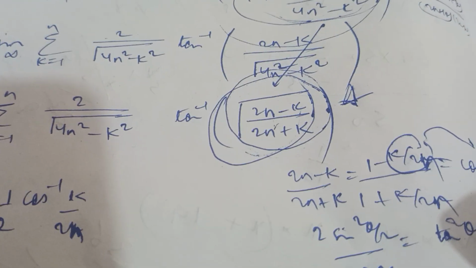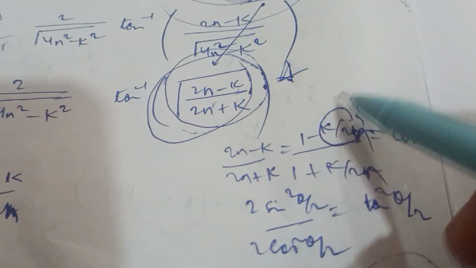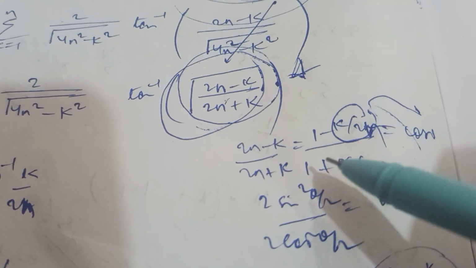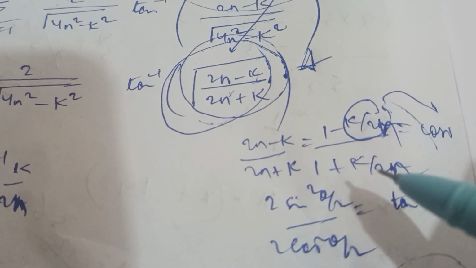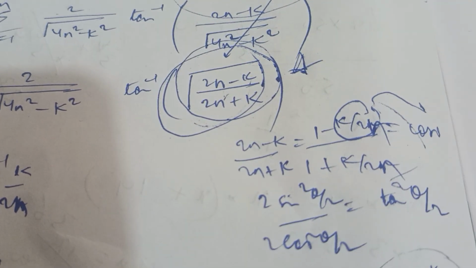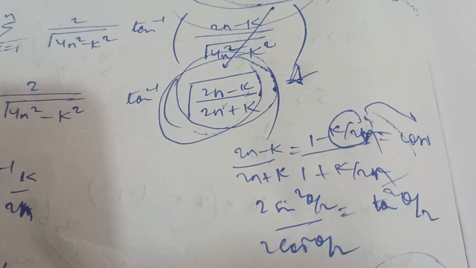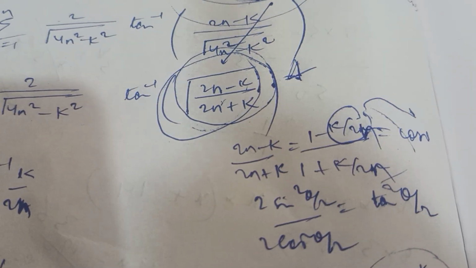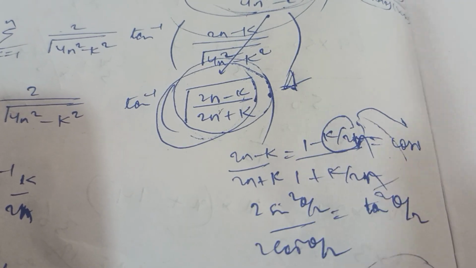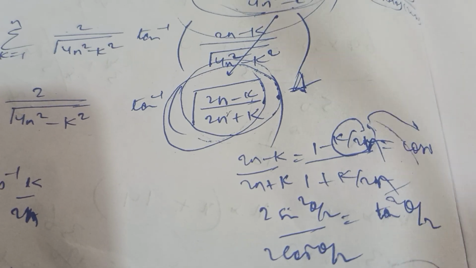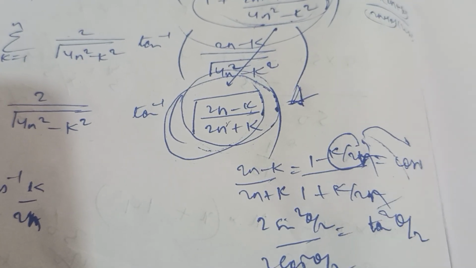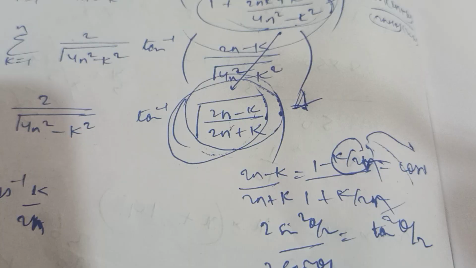So if you see 2n minus k upon 2n plus k, this part is what took me a lot of time. I am writing 2n minus k upon 2n plus k as 1 minus k upon 2n, upon 1 plus k upon 2n. Now if you see, this is of the form 1 minus a upon 1 plus a, and this reminds me of an identity in trigonometry where I have something as 1 minus cos theta upon 1 plus cos theta, and I write it as tan square theta by 2. You may remember it as tan square theta is equal to 1 minus cos 2 theta upon 1 plus cos 2 theta. Maybe you will remember that identity.